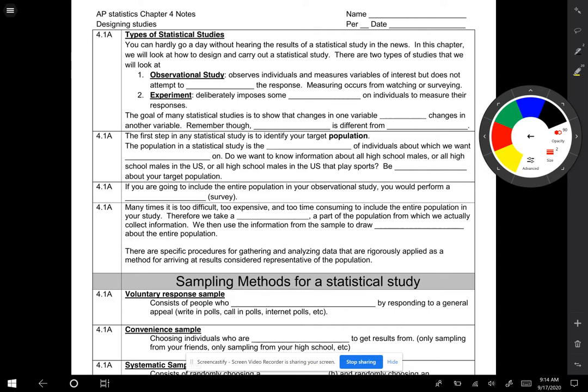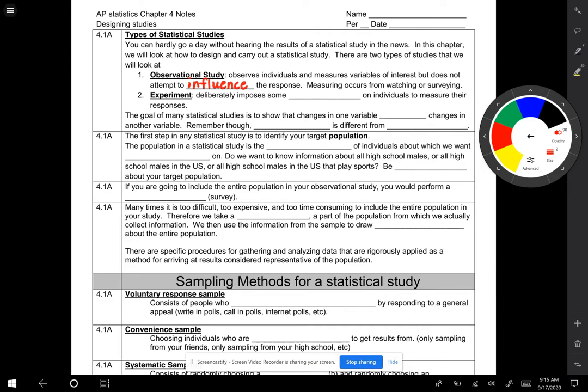You can hardly go a day without hearing the results of a statistical study in the news. In this chapter, we will look at how to design and carry out a statistical study. There are two types of studies that we will look at. The first one is an observational study. This observes individuals and measures variables of interest, but it does not attempt to influence the response. Measuring occurs from watching or surveying, so asking questions, getting the answers that way, so it's subjective.